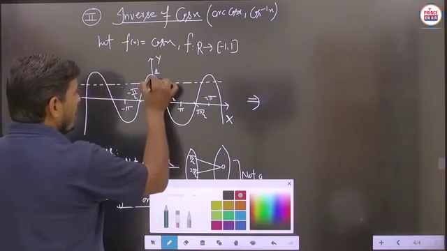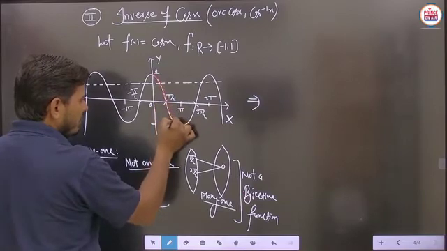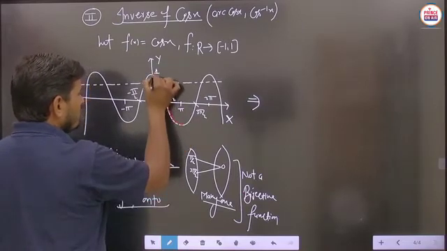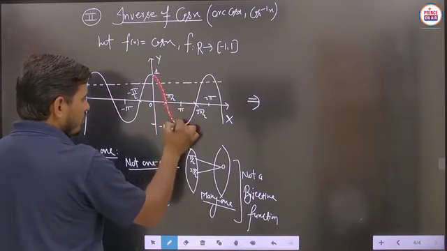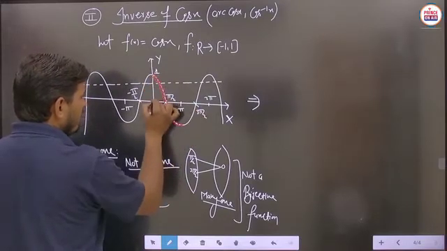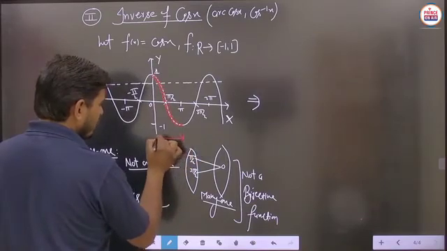So now I will just take this part. Is it clear? So definitely, students, if we are taking this part of the graph only, then you can say that this is taken from 0 to pi, means from 0 to pi you can just take this graph. Is it clear?